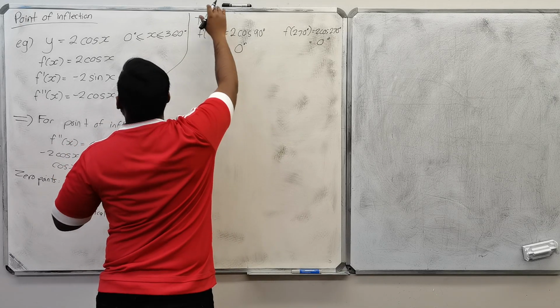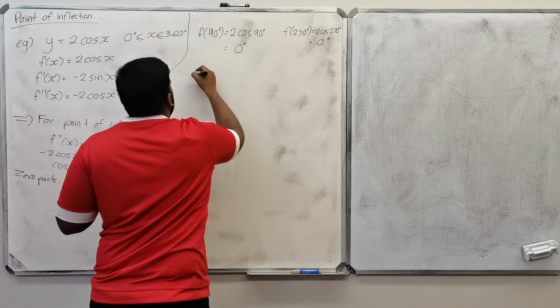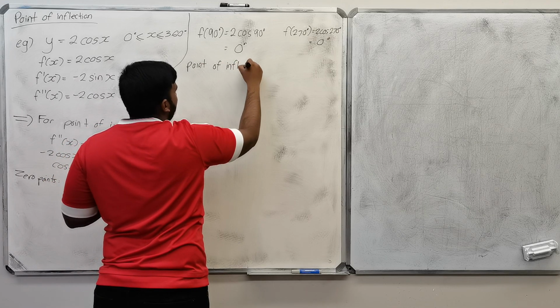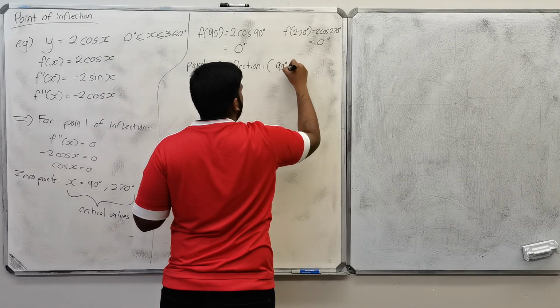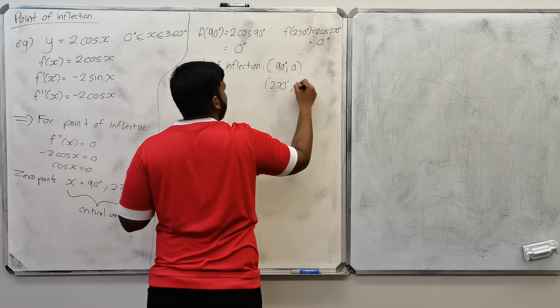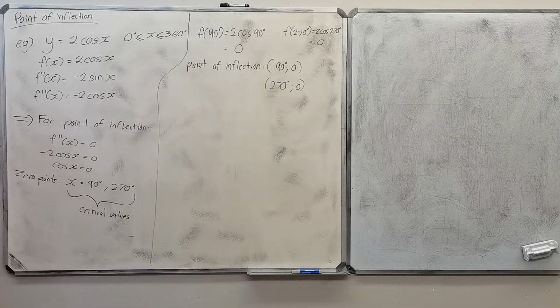Sorry, these are not the turning points, it's just y values, right? So your points of inflection are 90 degrees and 0, and 270 degrees and 0. These are not degrees, these are y values. Okay? Do you understand what I did? I just did my second derivative, then set it equal to 0. Yes. Okay.